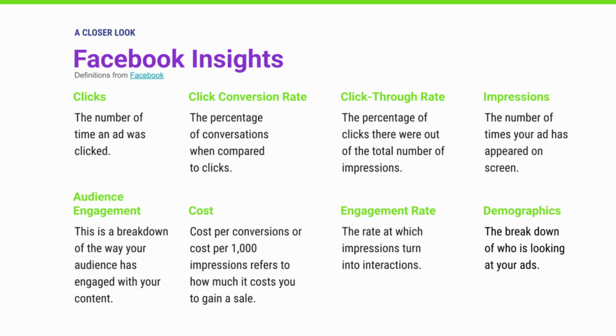Engagement rate, the rate at which impressions turn into interactions: likes, comments, shares. It provides insights into how well your ad or post is engaging your audience. Demographics, breakdown of who is viewing your ads, including age, gender, location, etc. This allows for targeted adjustments based on audience composition.